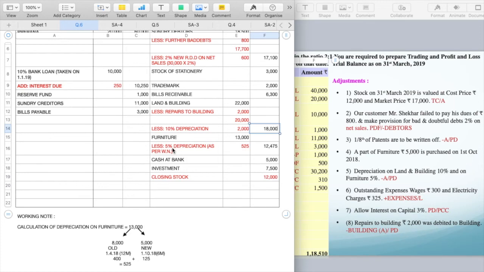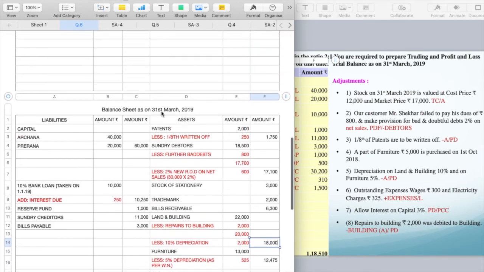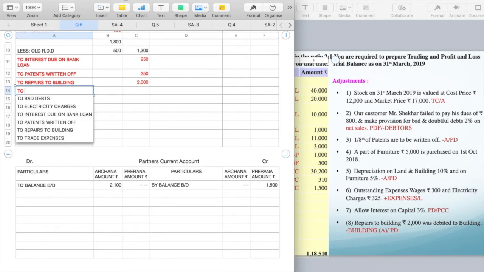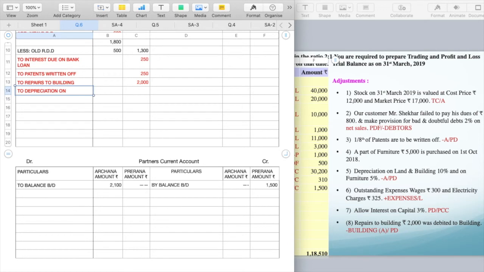So now furniture and land and buildings depreciation I will transfer to the profit and loss account debit side. So to depreciation on furniture and land and building. Right? On furniture, we derived depreciation amount as 525 and on land and building it is 2000. So total value will be 2525 in the outer column. Okay, I hope you must have understood.